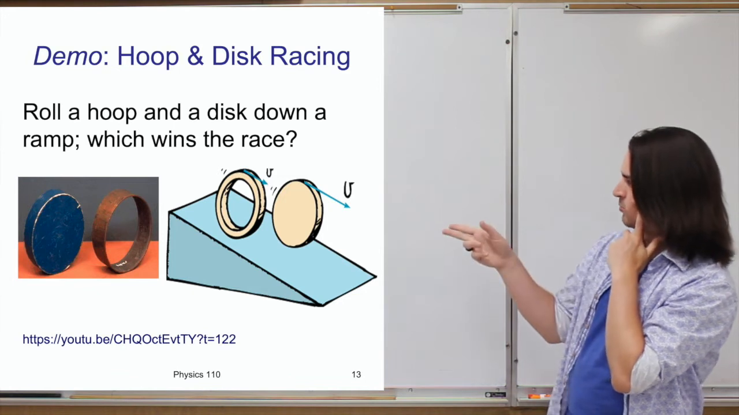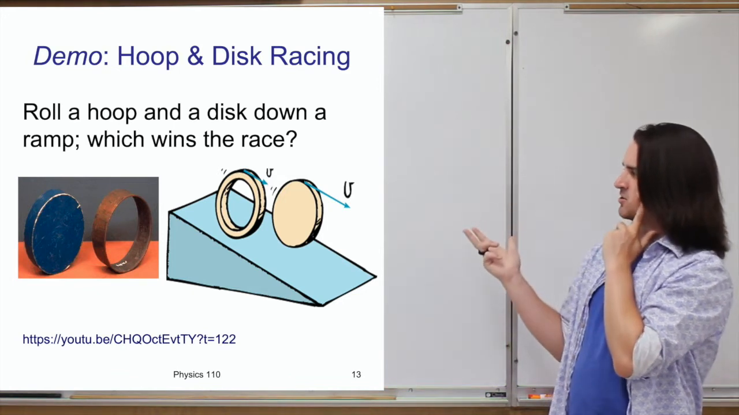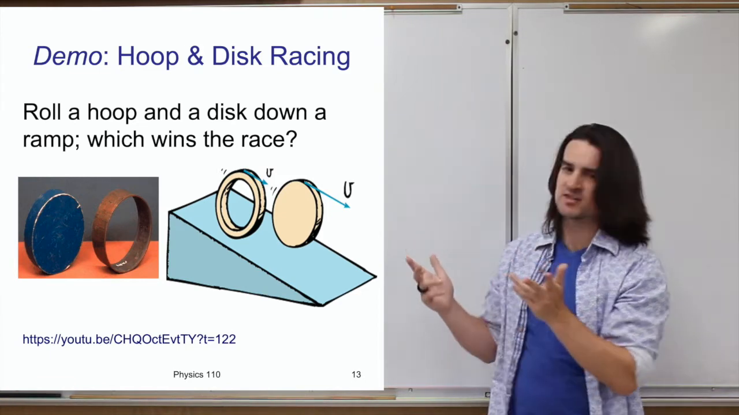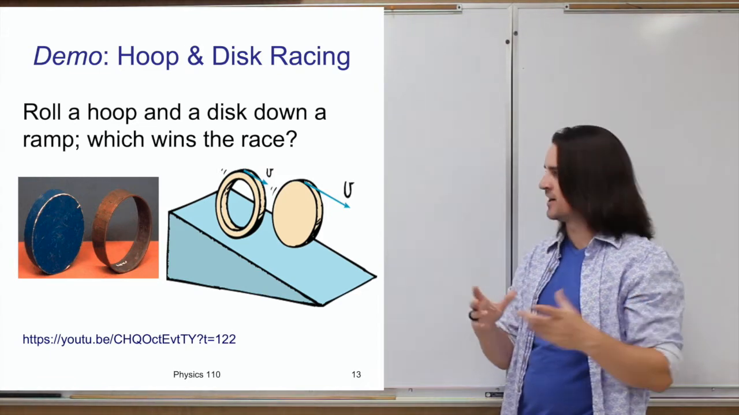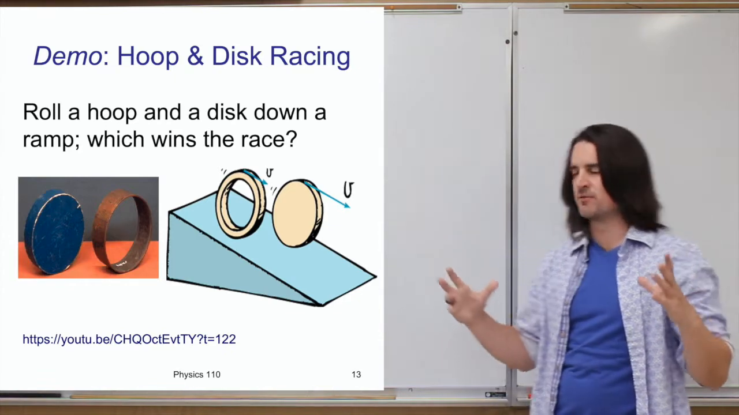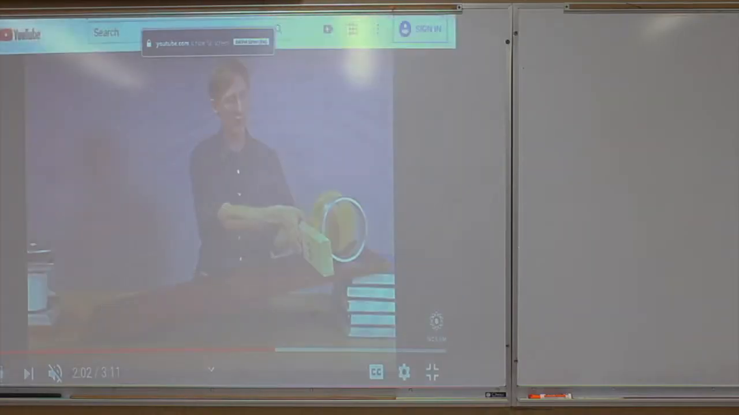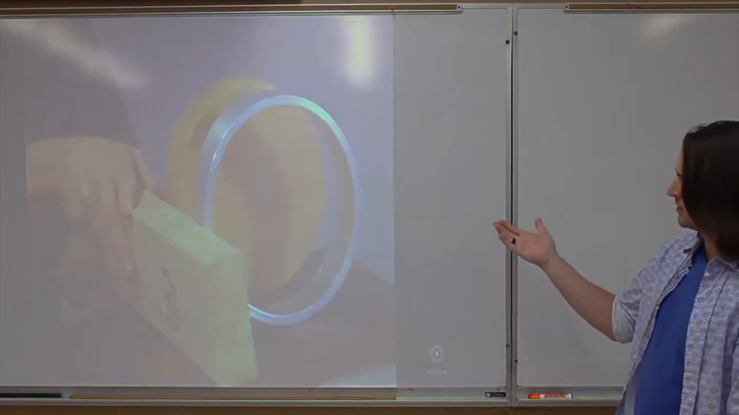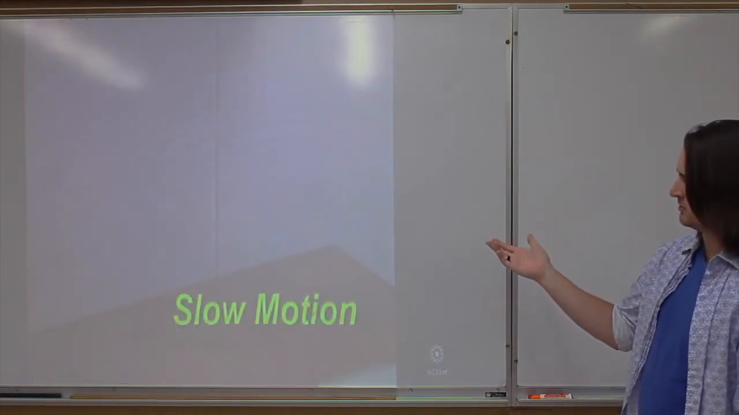So which one of these, the disc or the hoop, has the greater moment of inertia? So same mass, but one has that mass that's more distributed away from the axis. Oh, there you go. The disc wins.